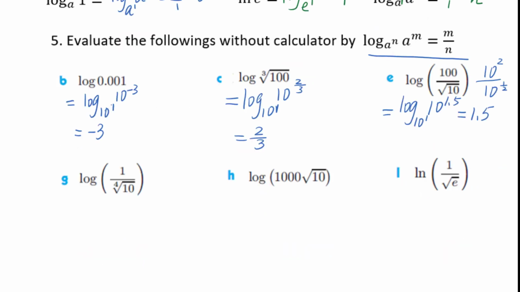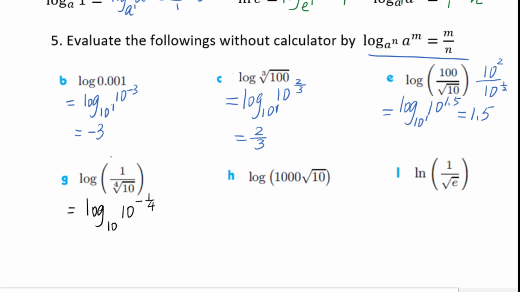Let's go to J, common log of 1 over 4th root of 10. Log base 10 of 10 to the negative 1 over 4th power. For 1 over, which means the exponent is negative. So we have negative 1 over 4.